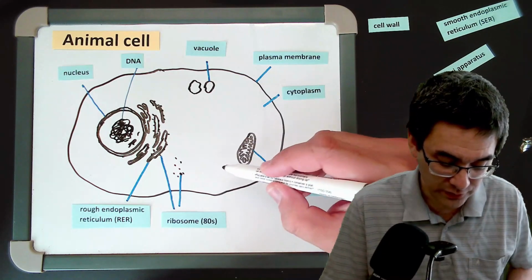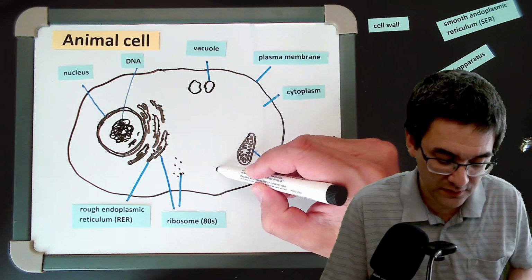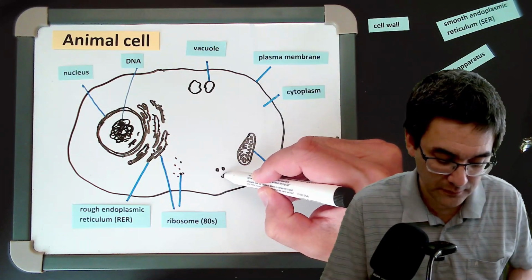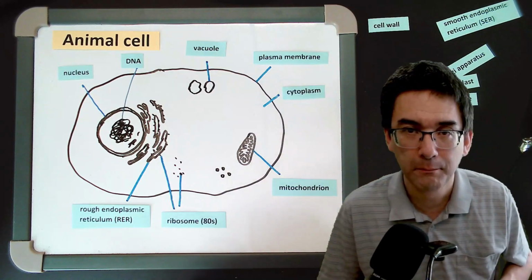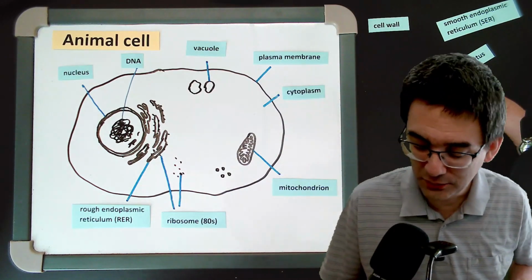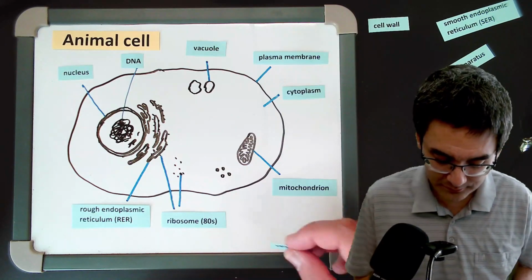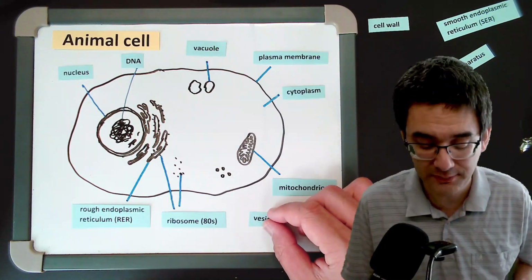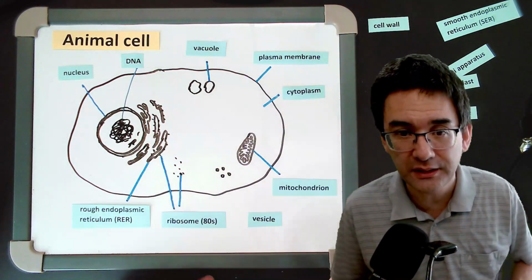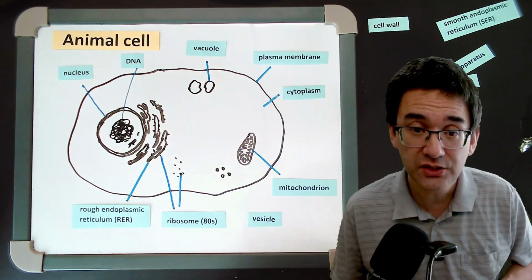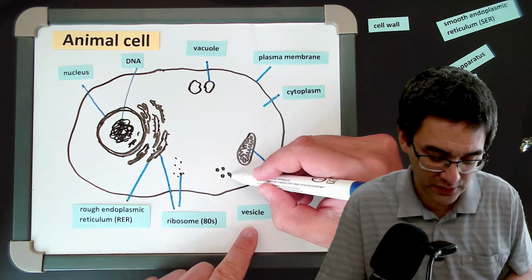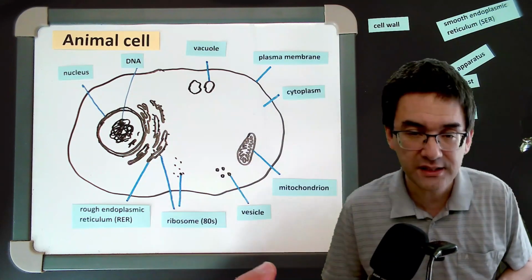And I'm already running out a little bit of space here. I also have smaller little bubbles. You don't call them bubbles, you call them vesicles. And the vesicles transport substances around in a cell, specifically proteins. So I've written it in singular, so I only point it to one over here, so that it's a vesicle.